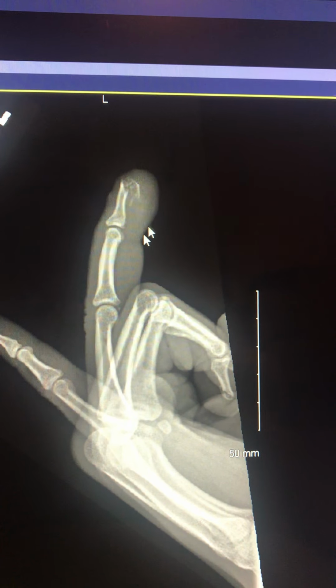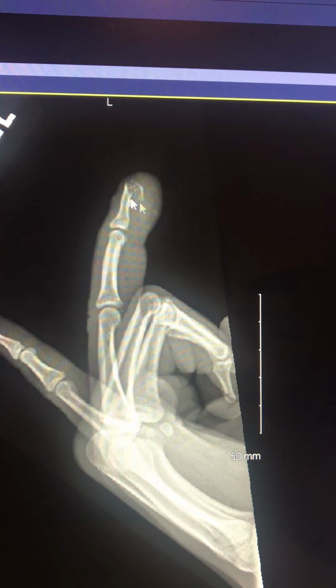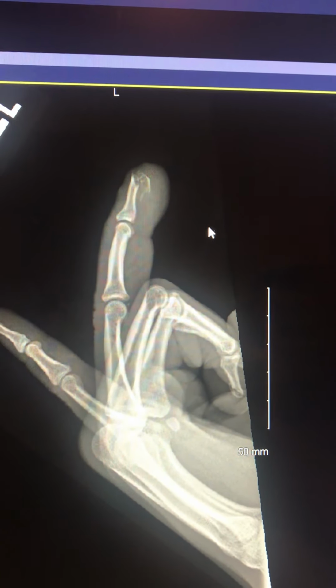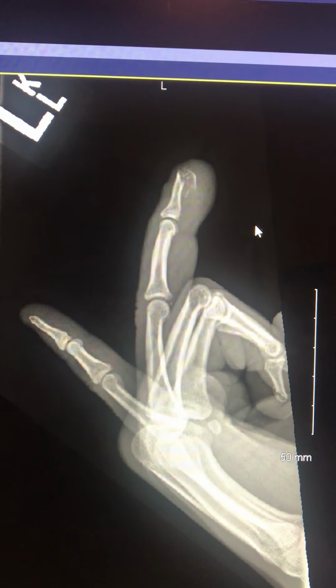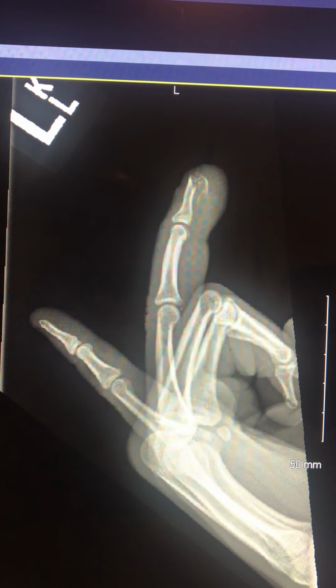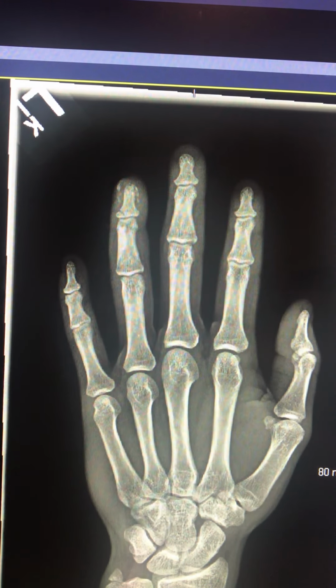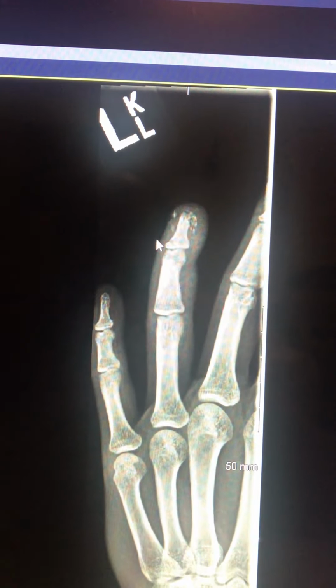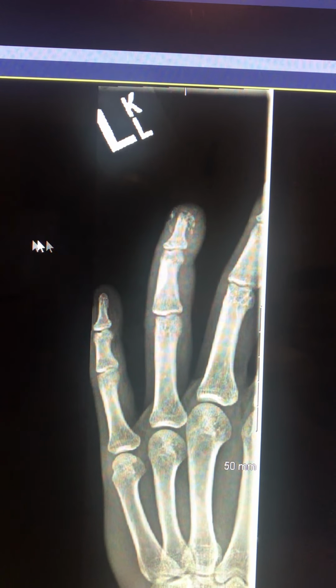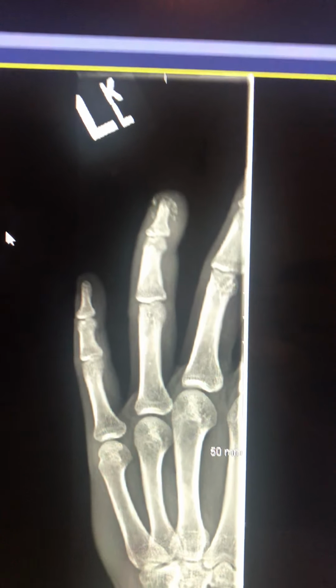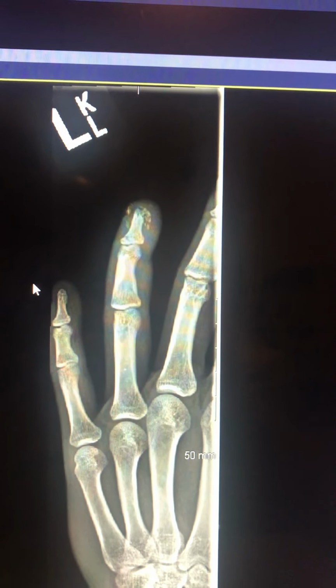He got his finger stuck in the fan when he was going to blow the leaves off of the lawn. So it sounded awful.